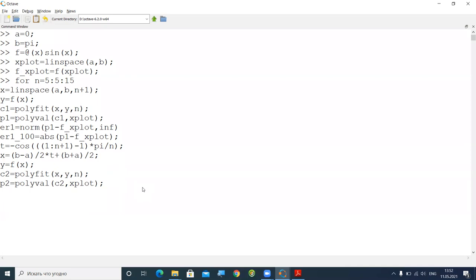Okay. Now find error two. Where is error? Just a second. This one. So error two is now norm P2 now minus fx plot, yeah? The value of the polynomial minus the value of the function. The function is sine x here. Just print the result here again, and let's write this one now.